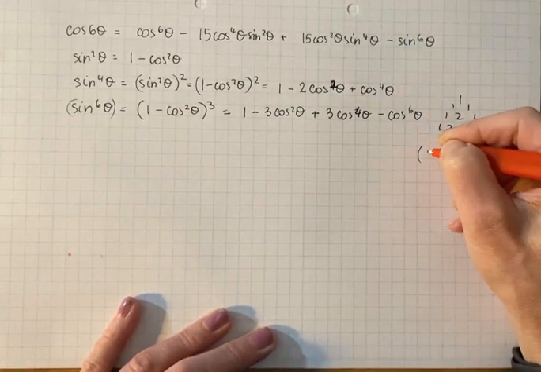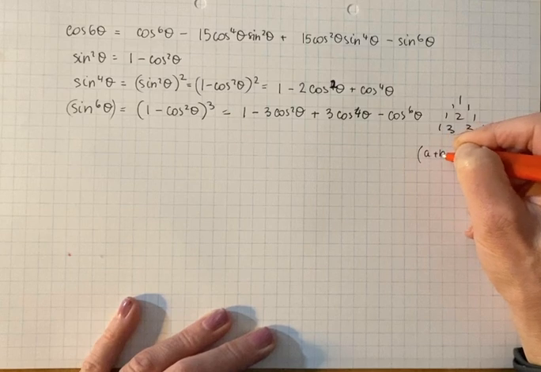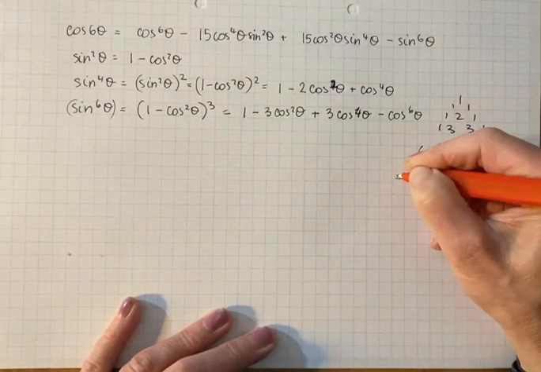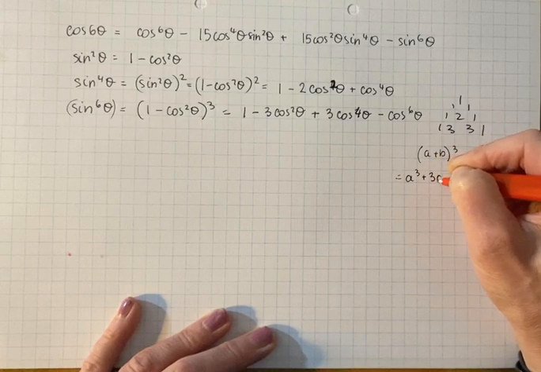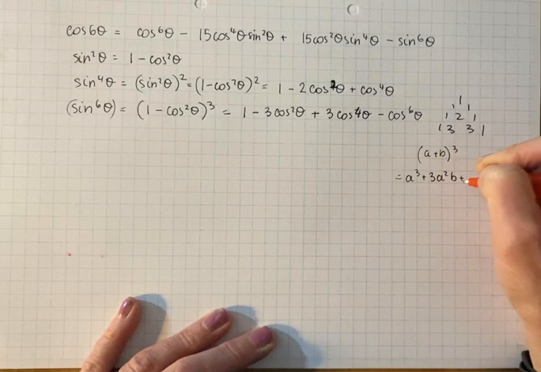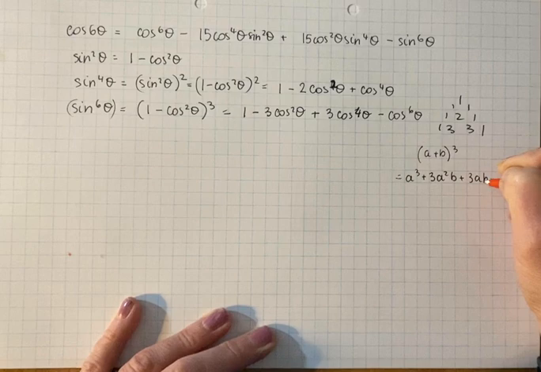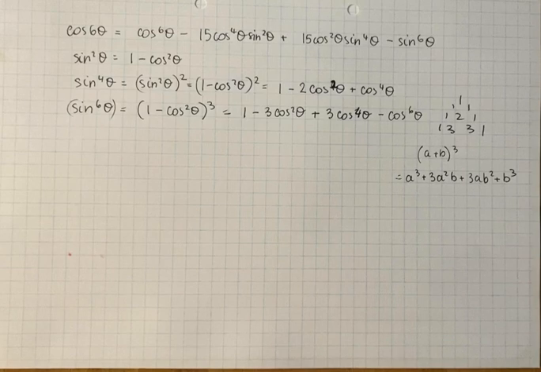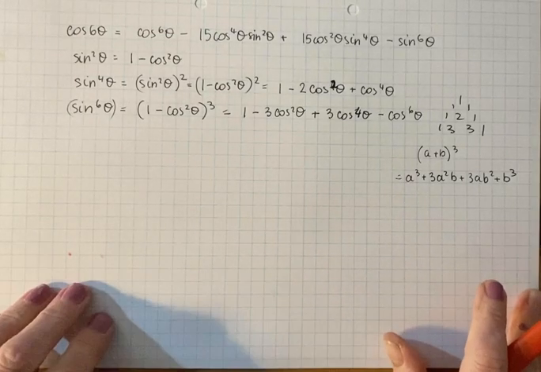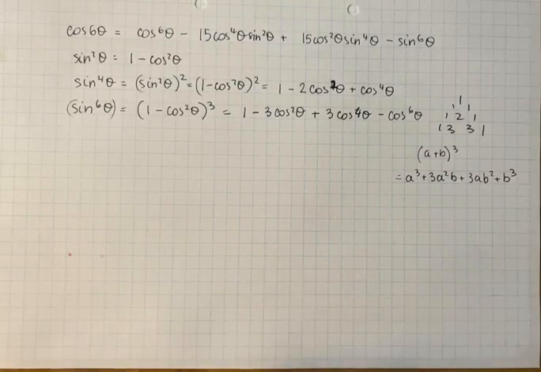Okay, let me just show you exactly what I've done here. I've used a cubed plus 3a squared b plus 3ab squared plus b cubed. You should be able to use that method quickly, or use 3 brackets by expanding 2 brackets first and then multiplying it by the 3rd bracket.